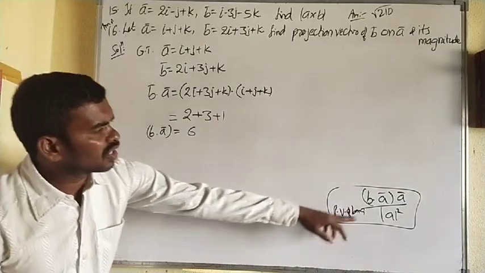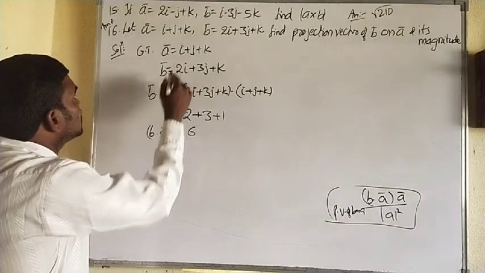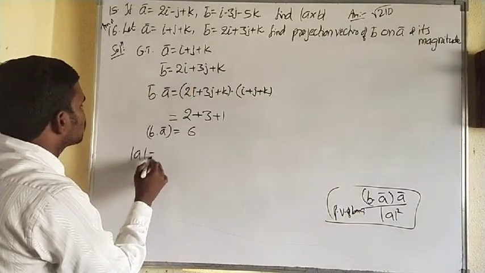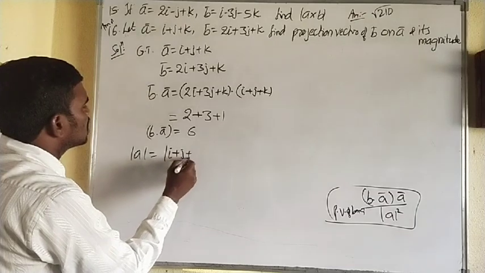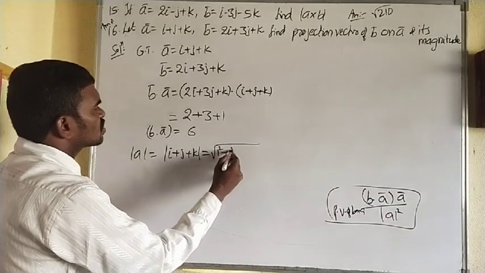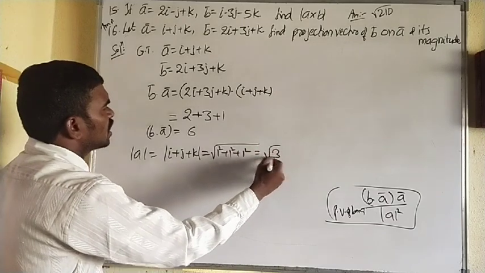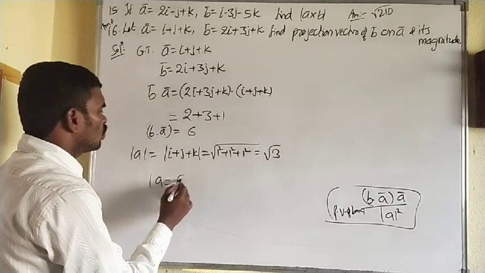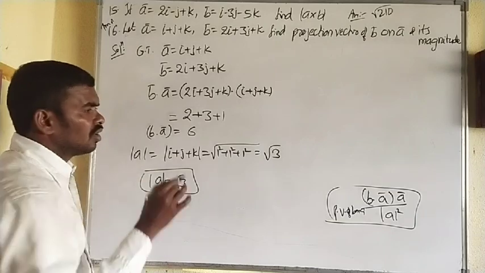Next we want mod a also. So a is i plus j plus k, and mod a becomes what? Modulus of i plus j plus k, which is equal to root of 1 square plus 1 square plus 1 square, which is root 3. So mod a equals root 3. We got all the values.